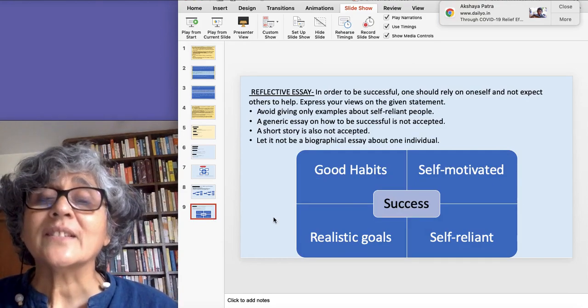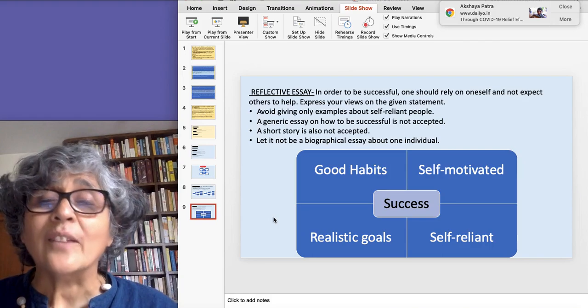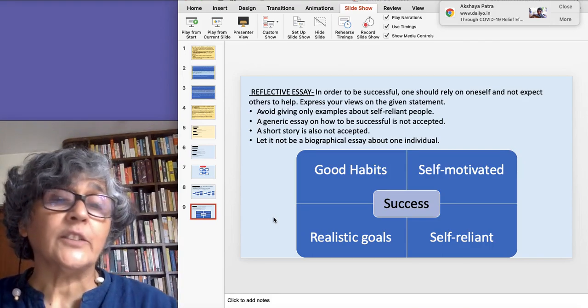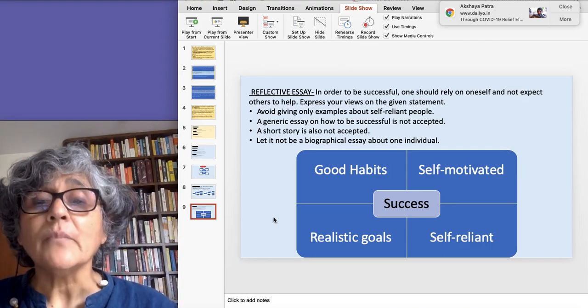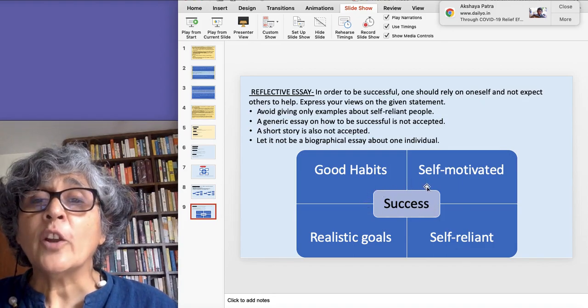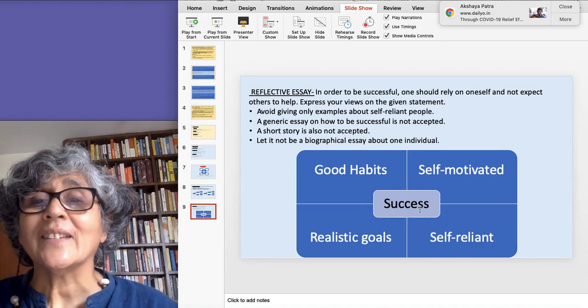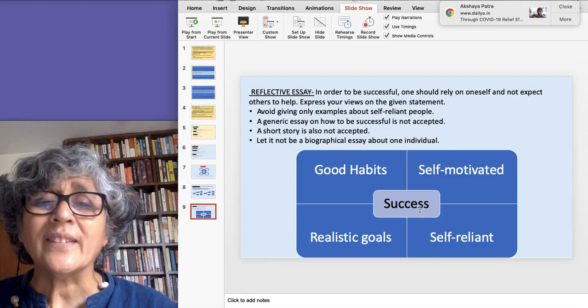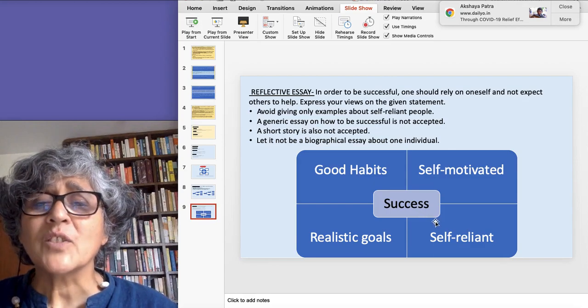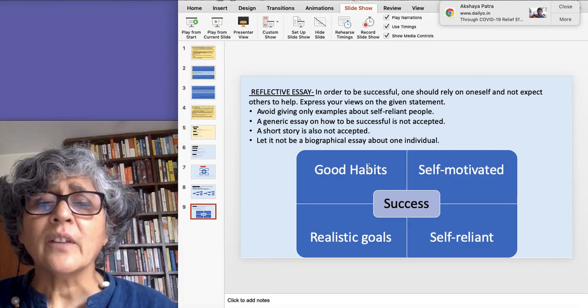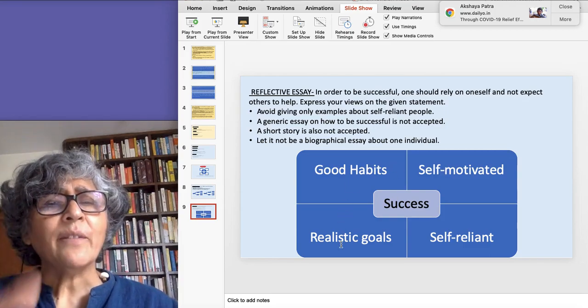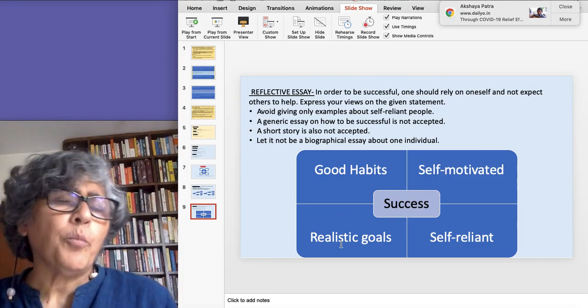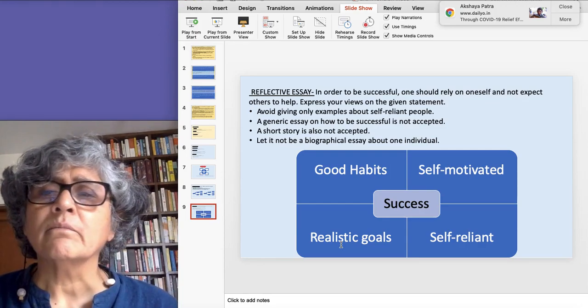In order to be successful, one should rely on oneself and not expect others to help. So, we're looking at success. One should rely on oneself. Oneself means self-reliant, self-motivated, good habits, and you make realistic goals. When I was writing it, I thought these are the four points that I am going to work on.